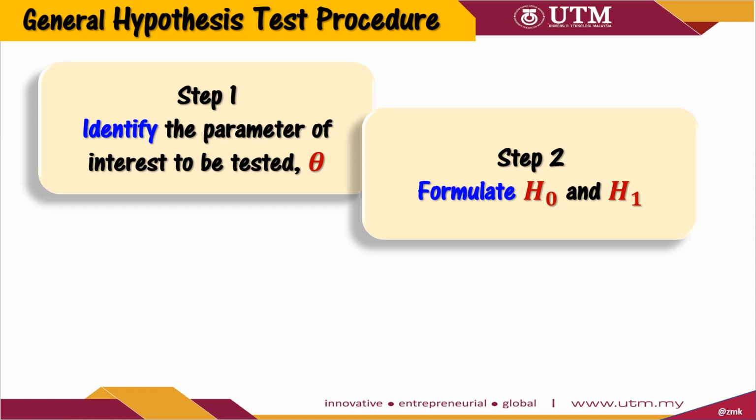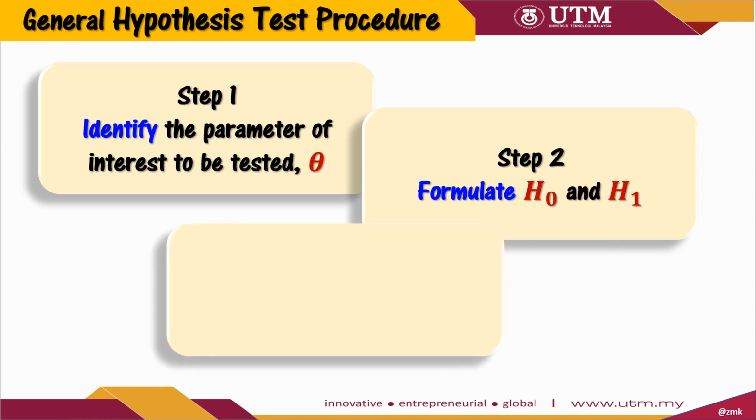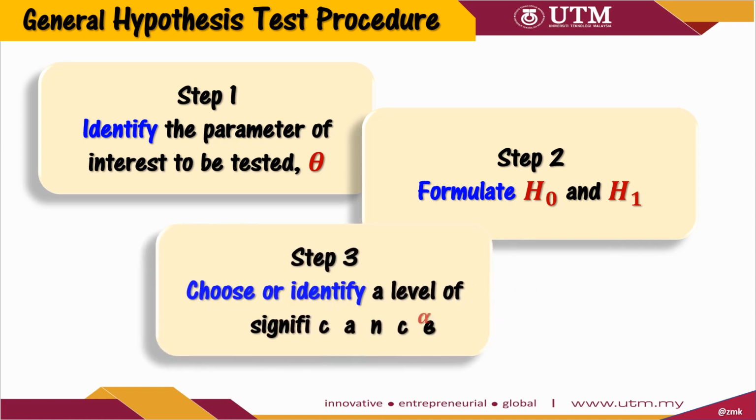Now the third step. Choose or identify the level of significance alpha at which you will carry out the statistical test. For this course, usually the alpha value will be given. However, if you were to carry out your own statistical hypothesis test, then you need to decide or identify the alpha value before performing the statistical test. The other 3 steps will be discussed in the next slide.